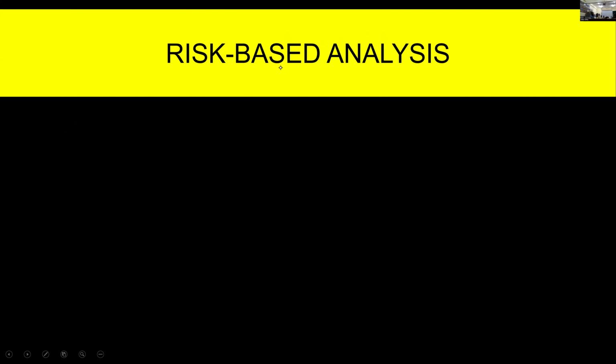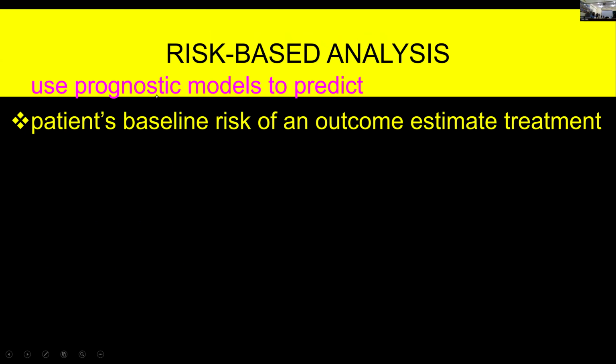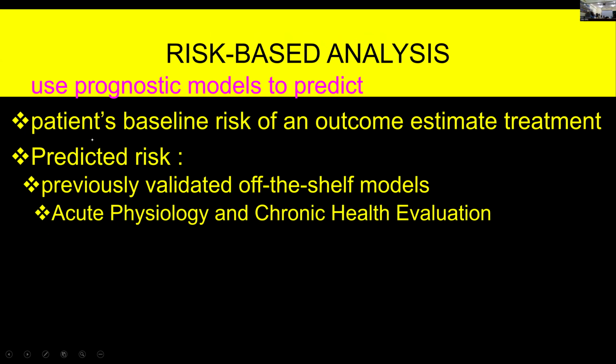The next one is called risk-based analysis. So we use prognostic models to predict the patient's baseline risk of an outcome, then estimate the effect of treatment. People may be familiar with this predicted risk score, the APACHE score. It's already readily available. One need not take a trial and make a new grouping and say these are the mild, moderate, or high based on the trial data. You already have an off-the-shelf, readily made scoring system: Acute Physiology and Chronic Health Evaluation.